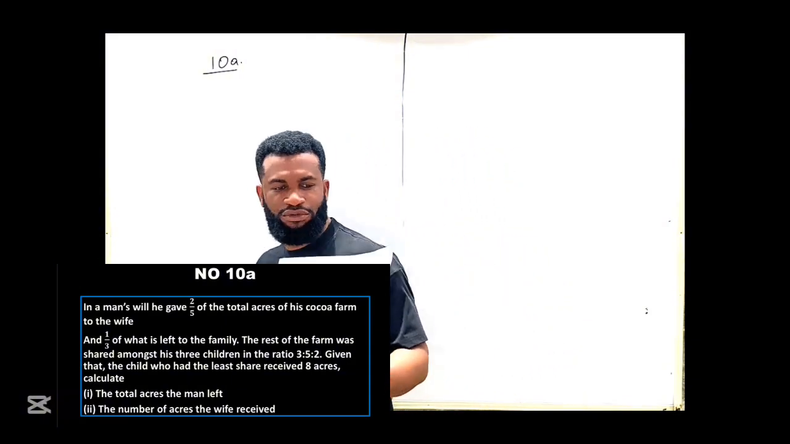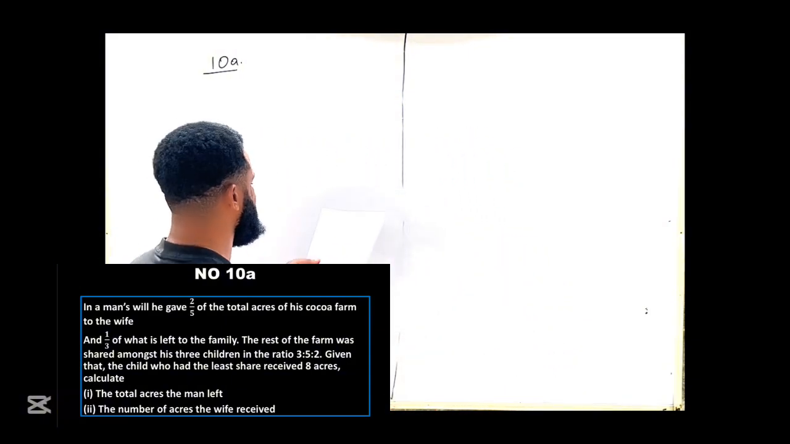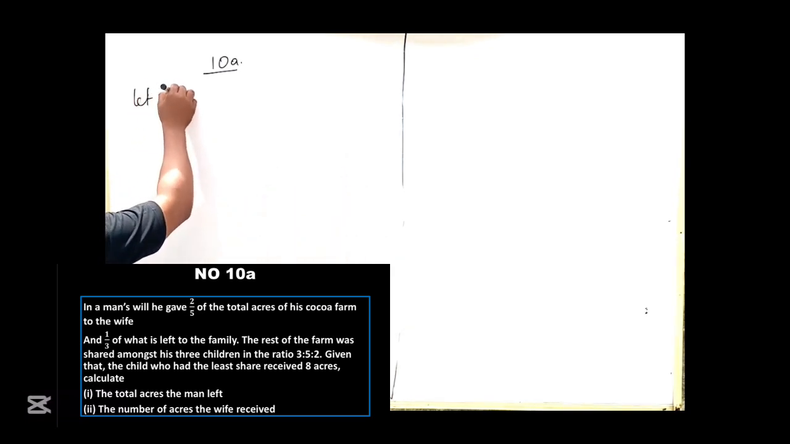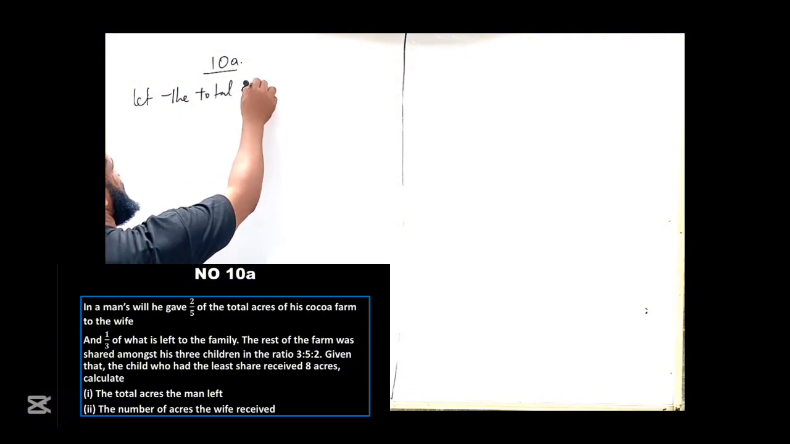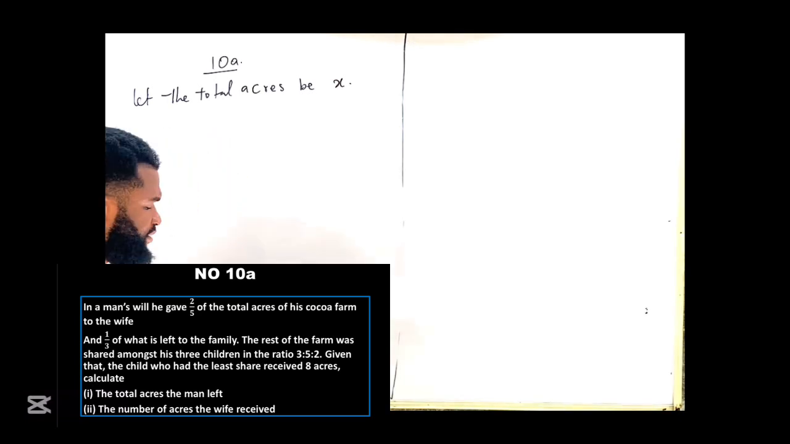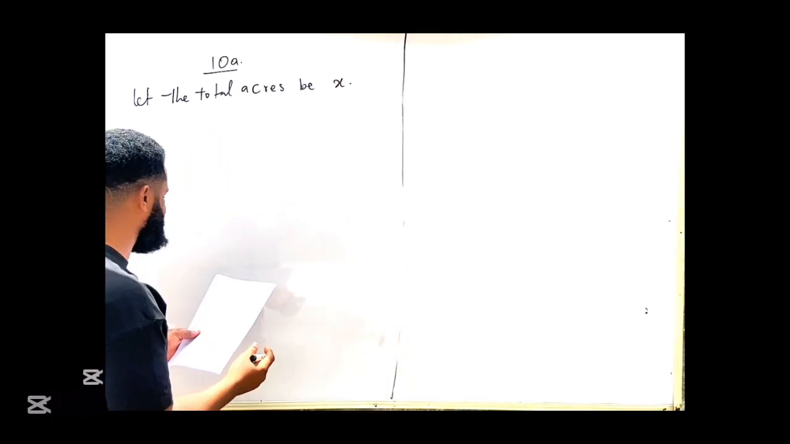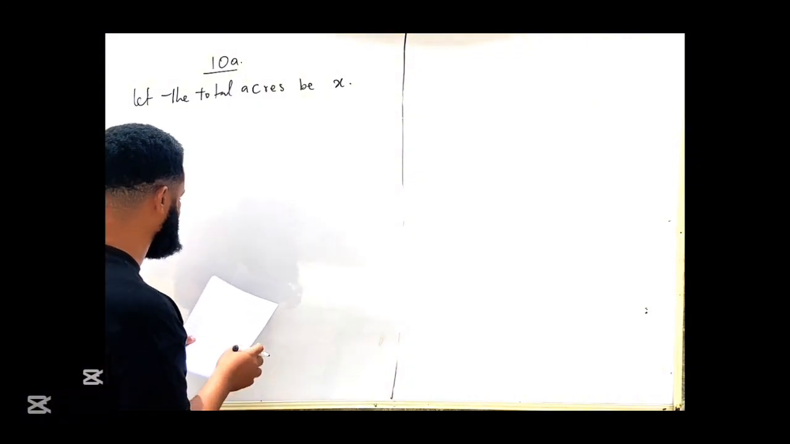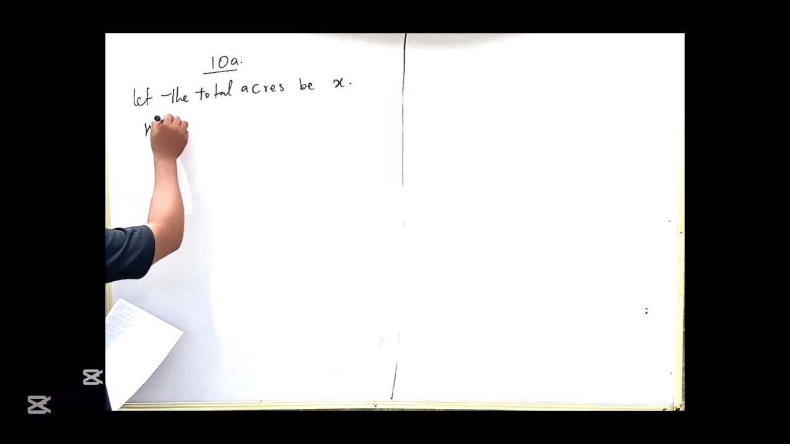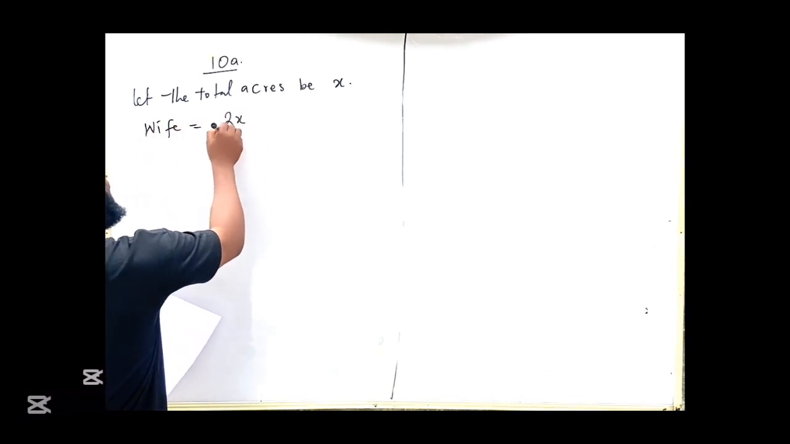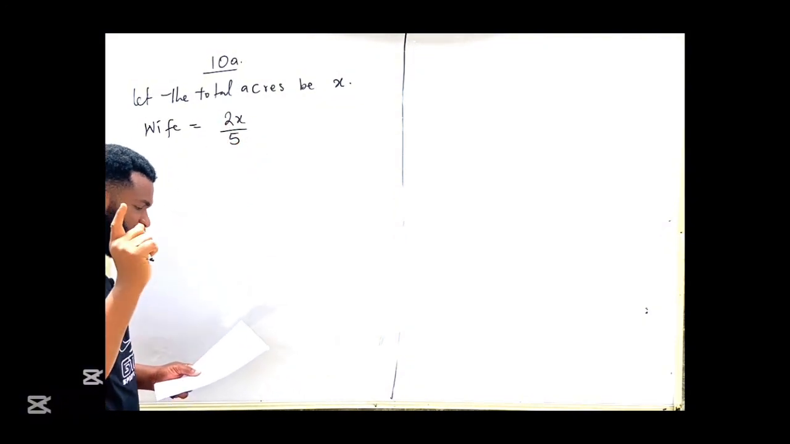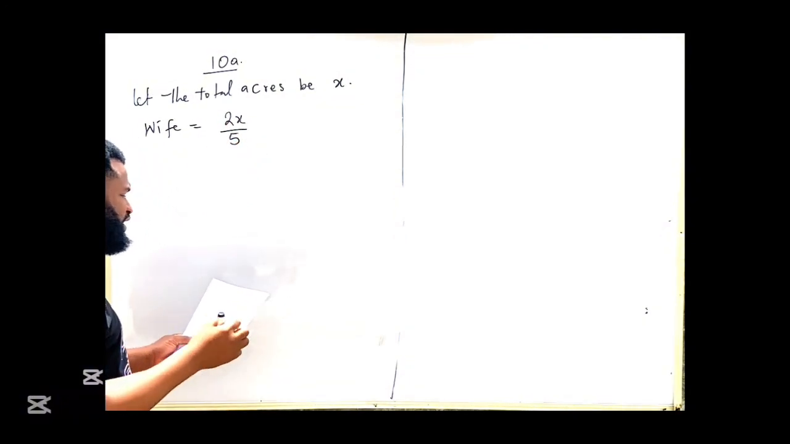So now from this question and from the analysis I have here, I'm going to analyze it this way. Let the total acres of land be x. So in that case, the man gave 2/5 of the total to his wife. So his wife is going to have 2/5 of the total value, that is 2/5 times the total value. That's the number the wife got. And 1/3 of what is left.